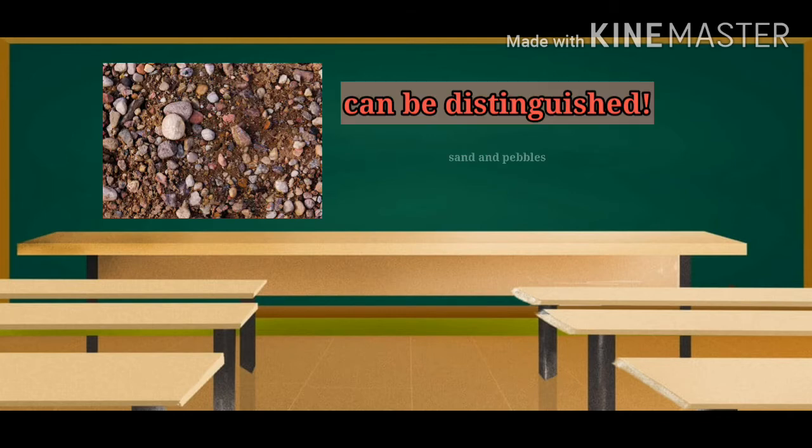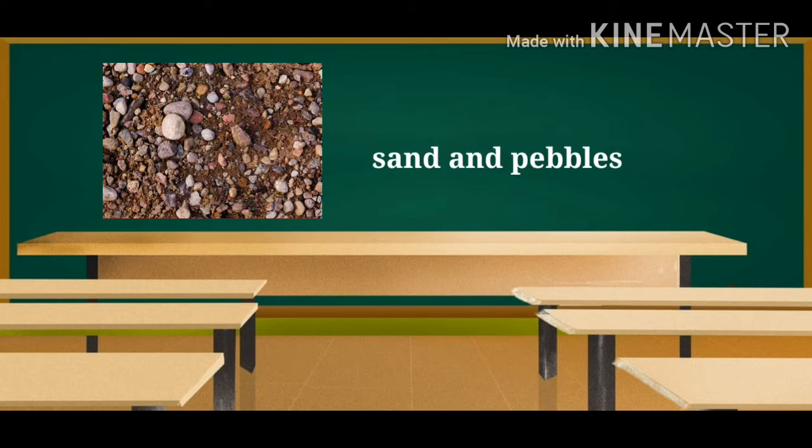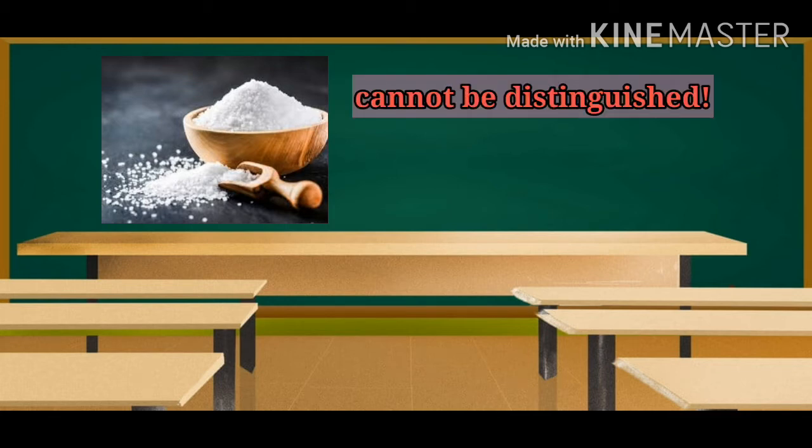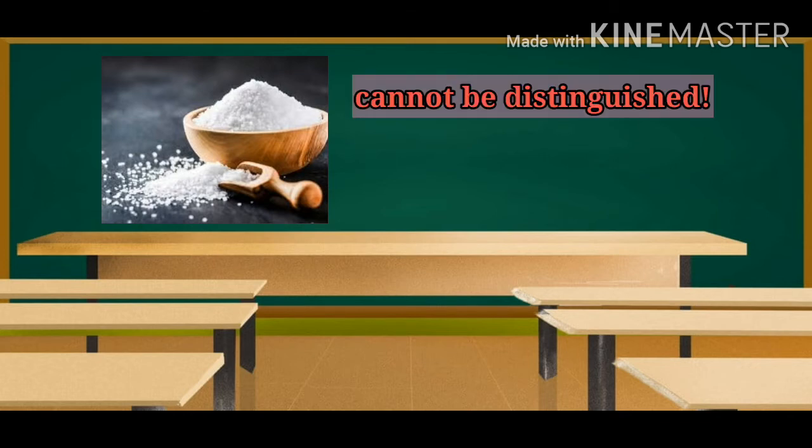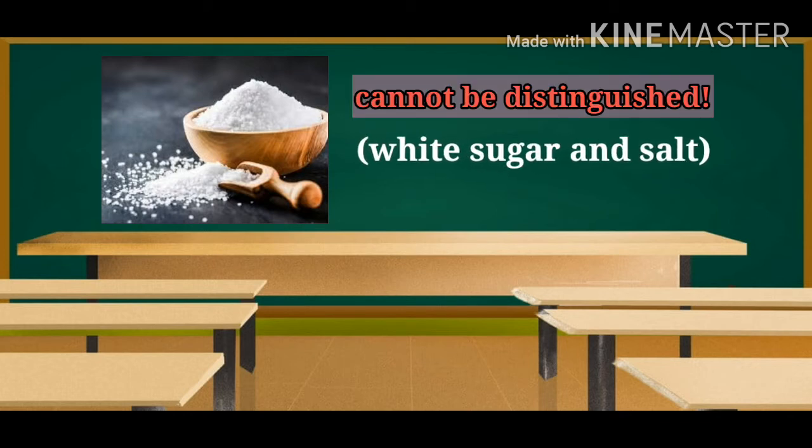Yes, it can be distinguished. The components present are sand and pebbles. How about example number 2? Can you distinguish the components present? Yes, you're right. It cannot be distinguished. It seems like it contains only one component. But the truth is, example number 2 is a mixture of white sugar and salt.